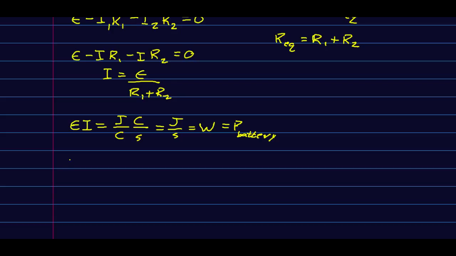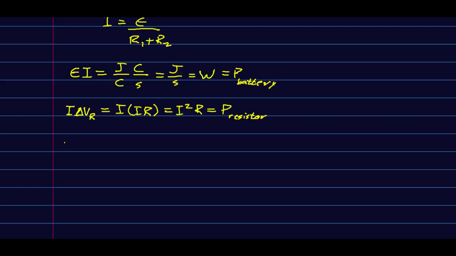Similarly, in a resistor, you have a current, and that is a charge per unit time, which is falling through a potential difference, delta V_R. And that delta V is just IR. And so we have this expression for the power in a resistor. In other words, the rate at which energy is being converted from electric potential energy into thermal energy. So look at what that says about this circuit.